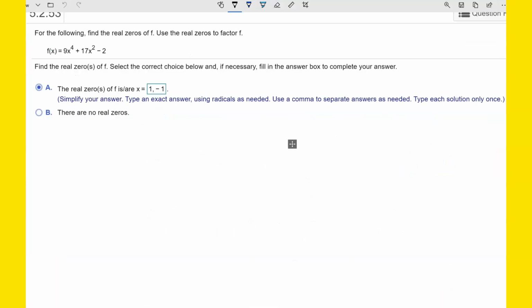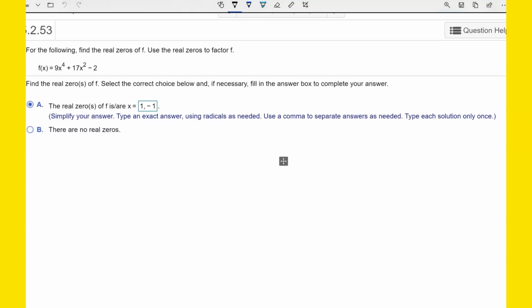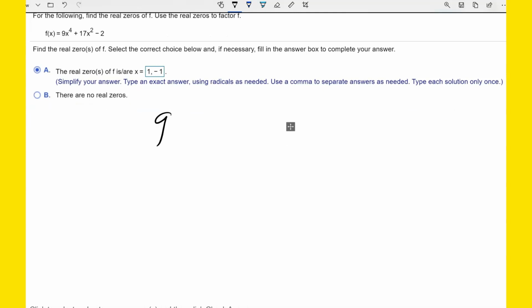All right, number 25. Okay, I'm going to solve this one by factoring. I can factor this one. Let me show you how you can factor this. 9x to the 4th plus 17x squared minus 2.